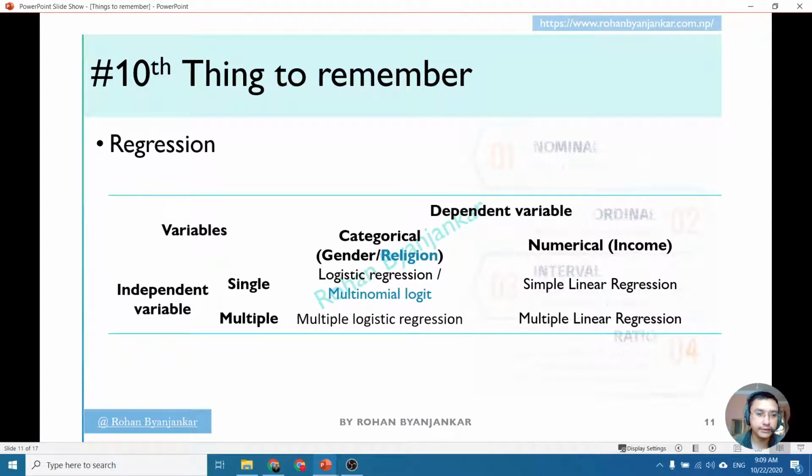The 10th is regression. If our dependent variable is categorical, then we must use logistic regression model. If our dependent variable is categorical and we have only one independent variable, then we will use the logistic regression. Further, if our dependent variable is categorical and there are more than two categories, such as religion, then we will use multinomial logit. Similarly, if our dependent variable is numerical, then we will use simple linear regression and multiple linear regression depending upon the number of independent variables.